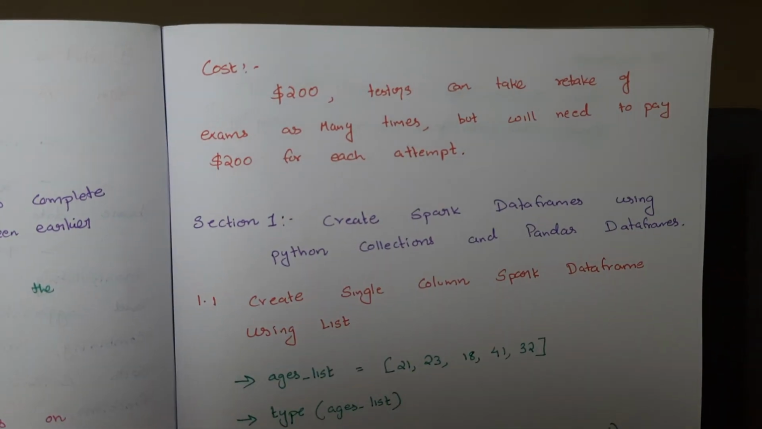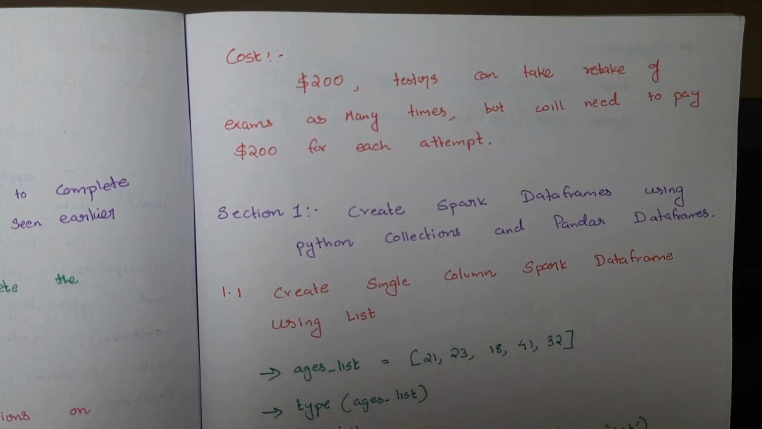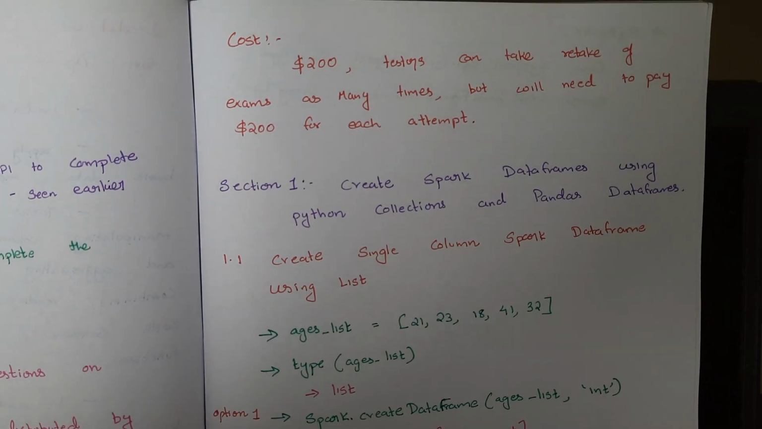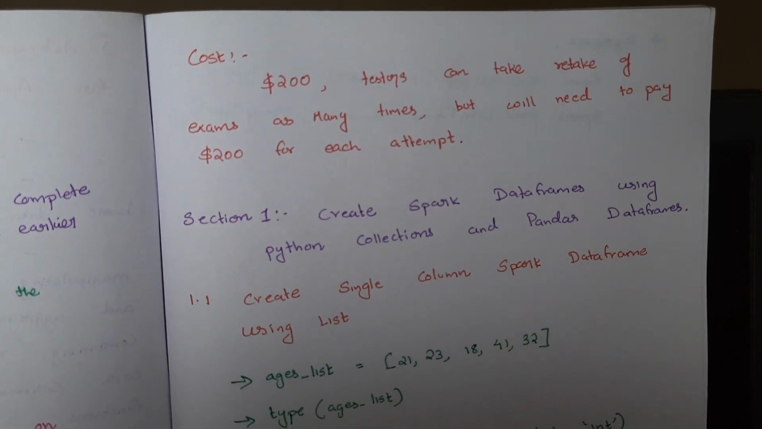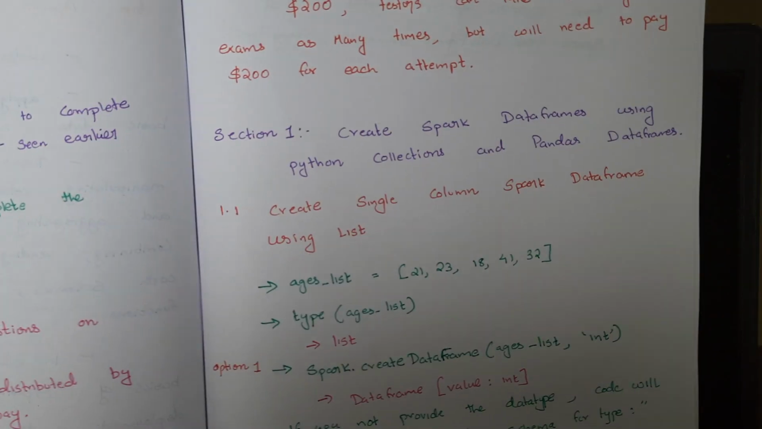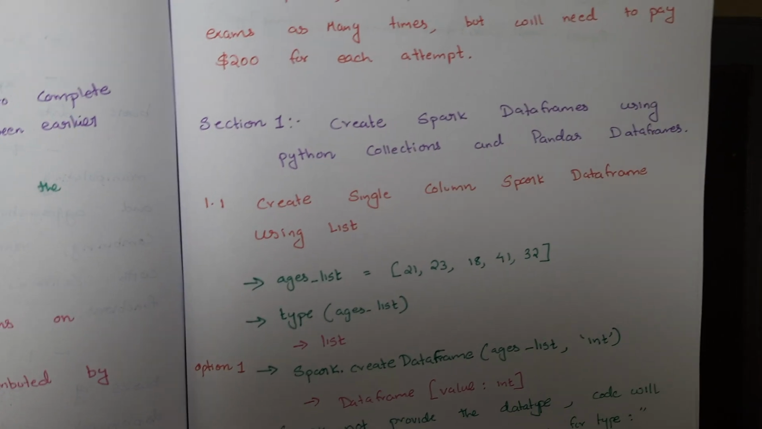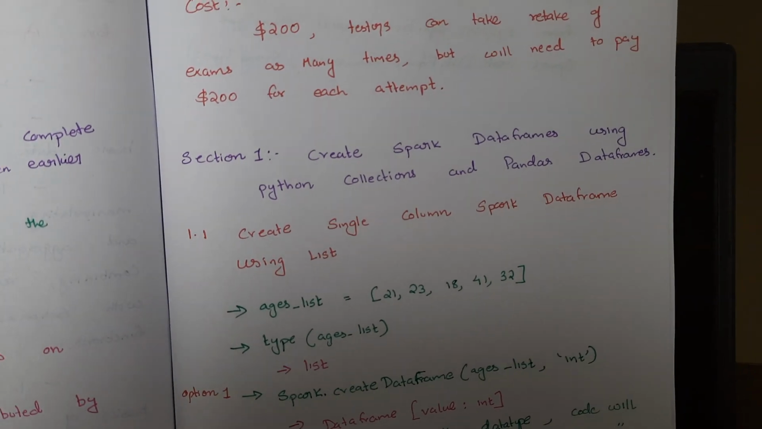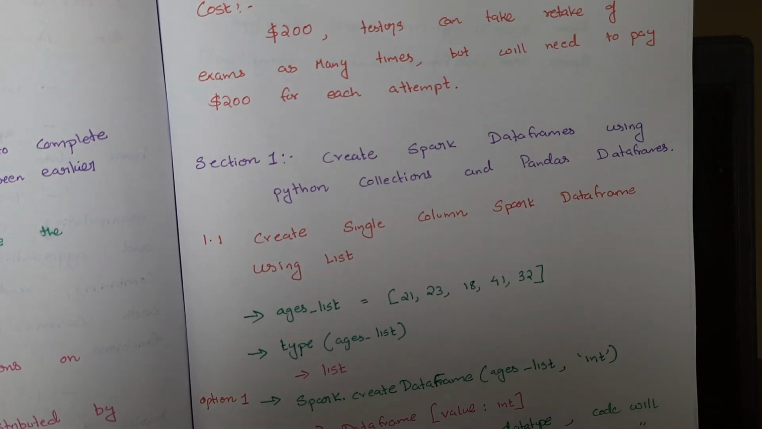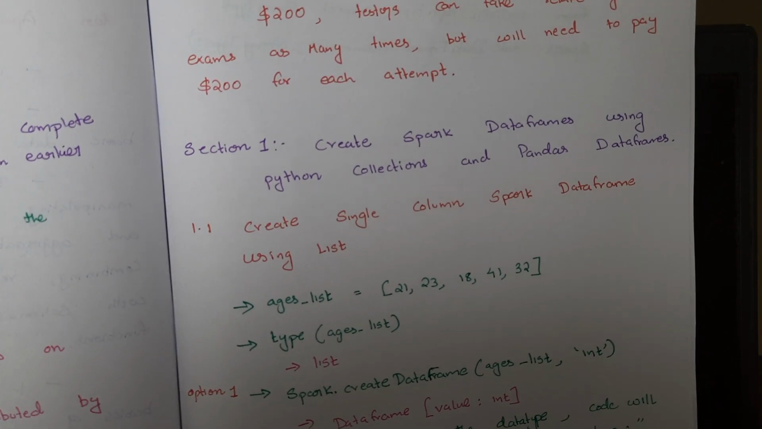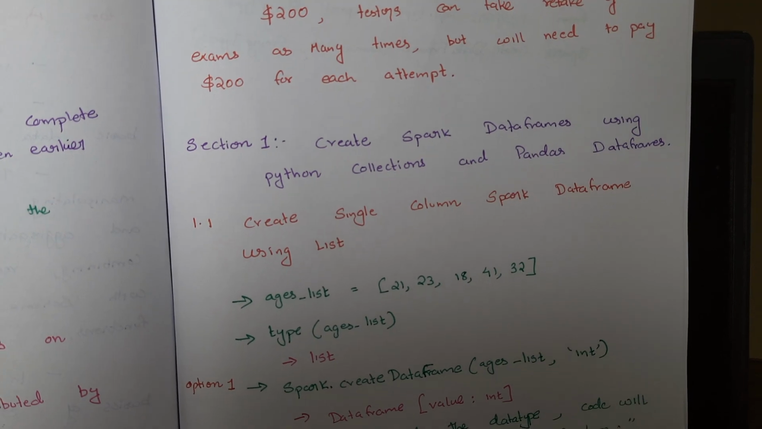Next we'll come to the cost. The cost is $200, and you can take any number of retakes, and each attempt will cost you $200. Okay, so this gives a brief introduction about what is required, what will be tested in this examination, how many questions you will have, and what the major topics covered will be.